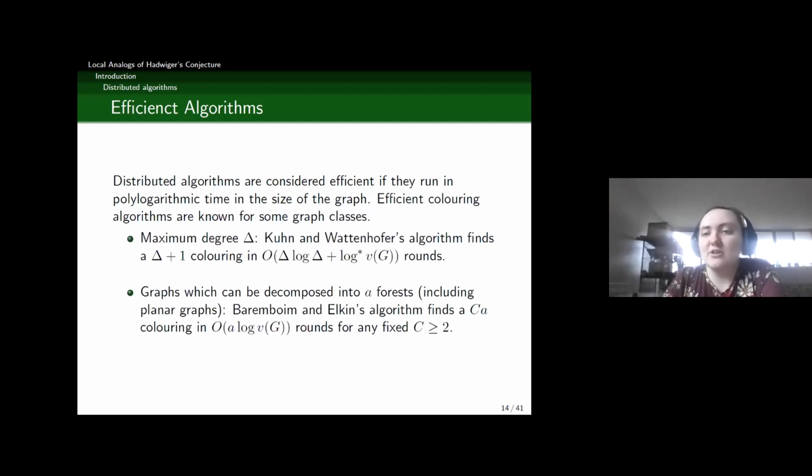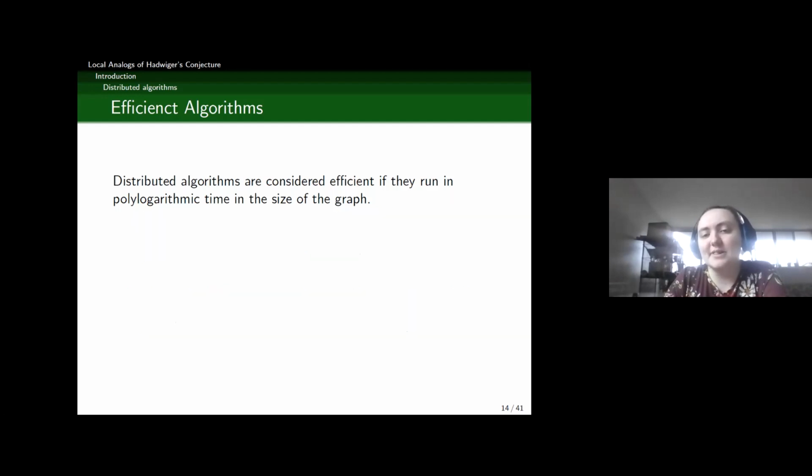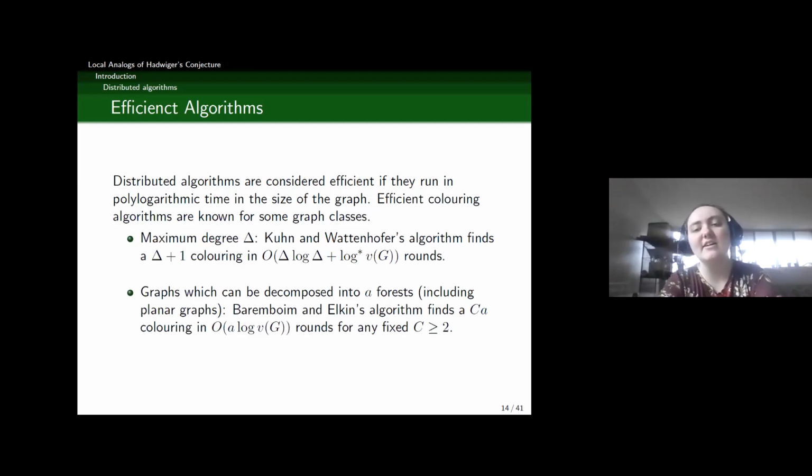Efficient coloring algorithms are known for some graph classes. For graphs with maximum degree delta, the greedy bound can be found in big O of delta log delta plus log star of |V(G)|. Log star here is the function that takes a number and determines how many times you have to apply the logarithm to it to make it smaller than 1. So it's morally the inverse of the tower function. So it's very, very small.